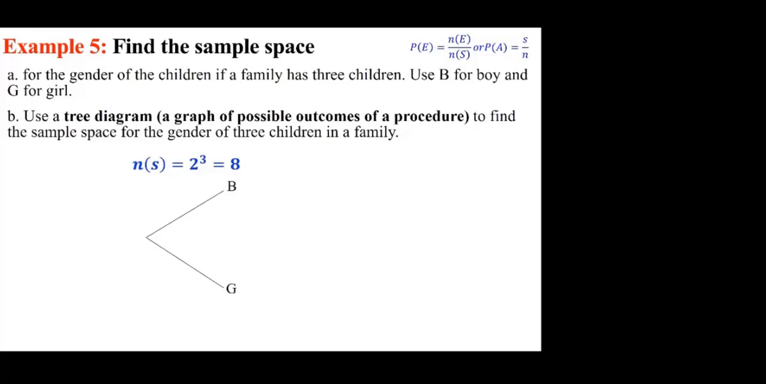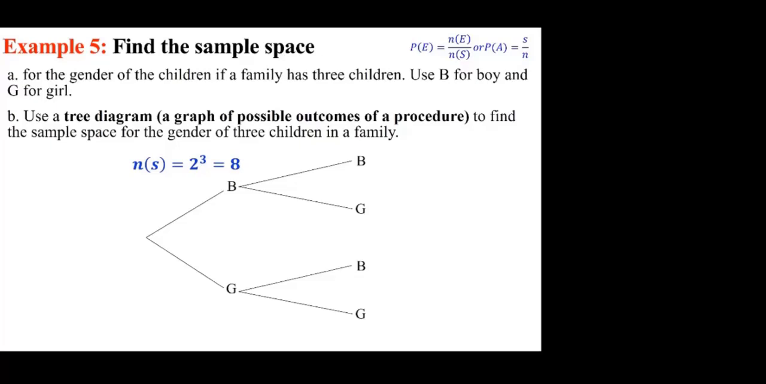So branches B and G. If you put the B at top, you just keep on with the same thing. If you put the G at top, the same thing. Just be consistent. The next one happens. Take a look at the next stage. That means the next birth in this case. So for the sake of argument, if we had 2 births, it would be BB, BG, GB, and GG.